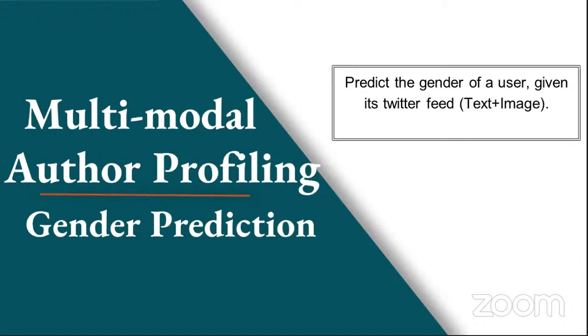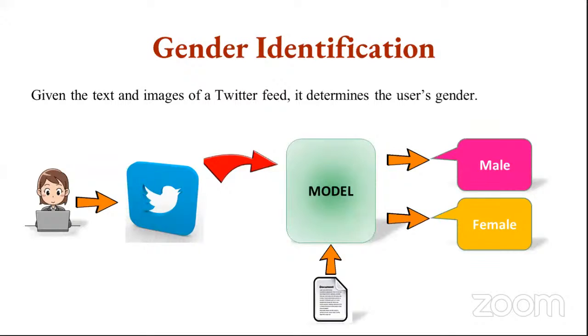Now the second task is called multimodal author profiling, or gender prediction. The task is to predict the gender of the user given their tweet feed. Given the text and the images, can we say what the gender of the user is? So you have the tweets and you have to develop a model to predict whether a tweet is written by a male user or a female user. The novelty is that we are not only considering the text portion, but we are also considering the images associated with the tweet. So given the text and the images, we want to determine the user's gender.